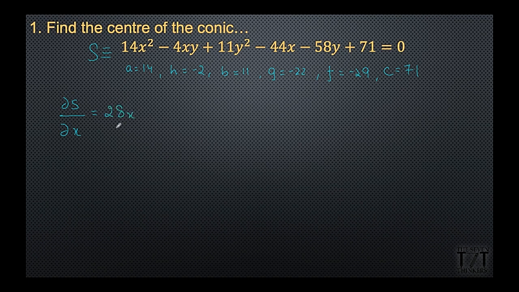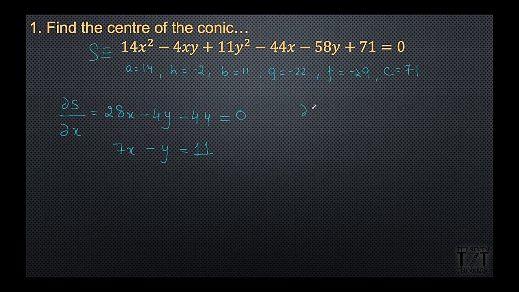28x minus 4y, since the differentiation of x is 1 and y is treated as constant, so minus 4y plus 11y square will be 0 since there is no x term, minus 44, this will be 0, this will be 0, so this is dou S by dou x, which would be equated to 0 afterwards, and hence by taking 4 common we'll get 7x minus y is equal to 11.